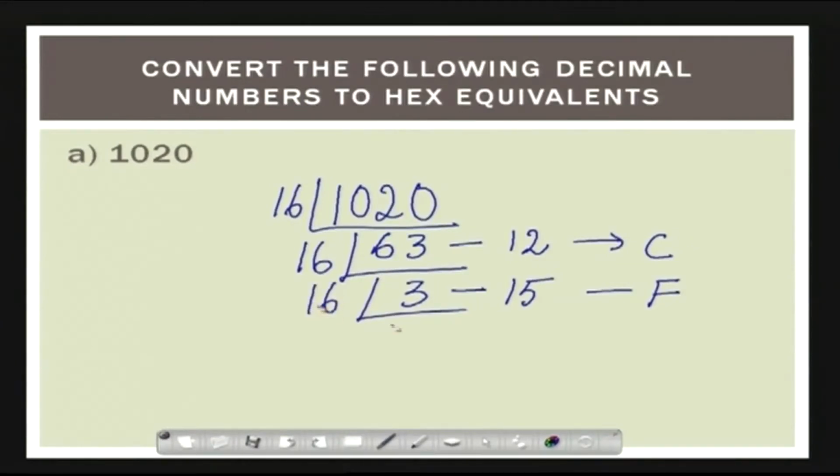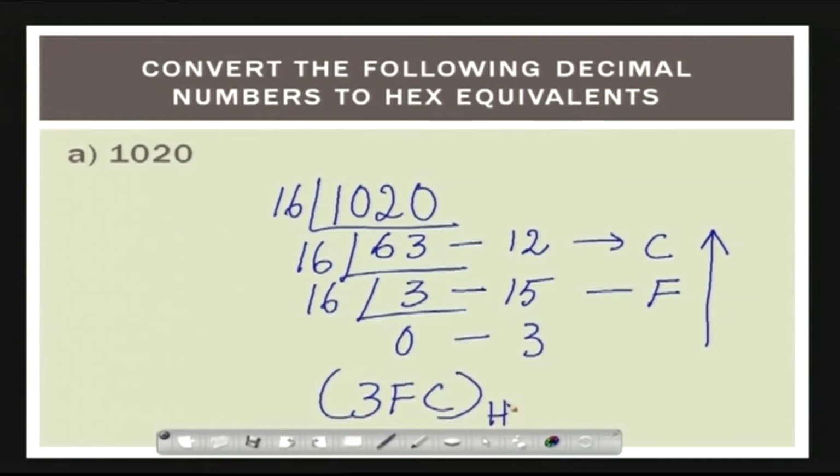3, if I divide again by 16, what I will get is 0 and the remainder will be 3. So, we have to go from the most significant digit to the least significant digit, which is C. So, the answer will now be 3FC. This is the hexadecimal conversion of the number 1020.